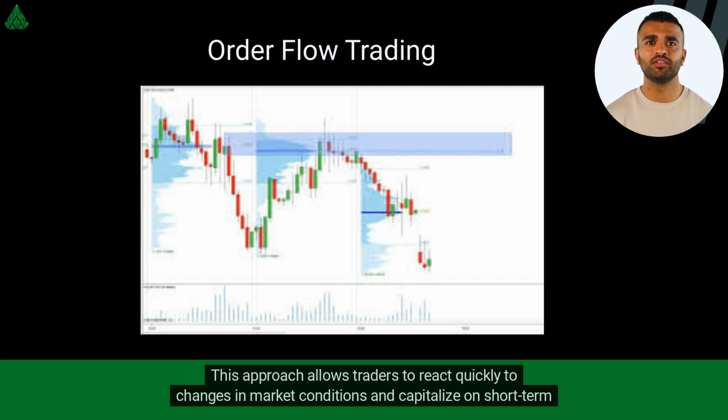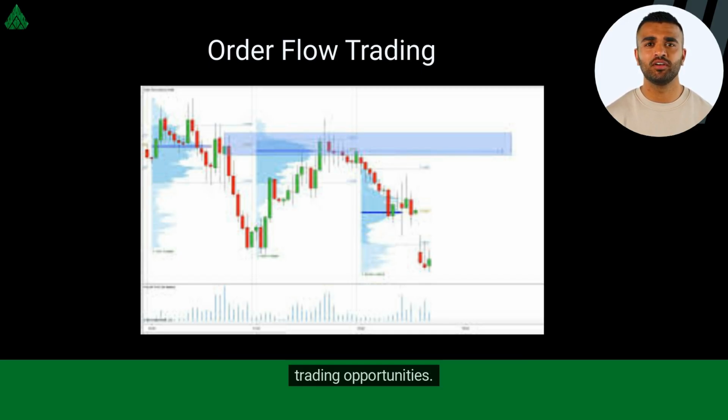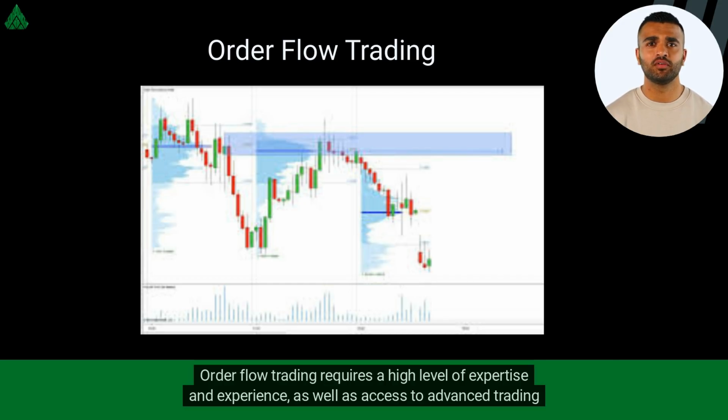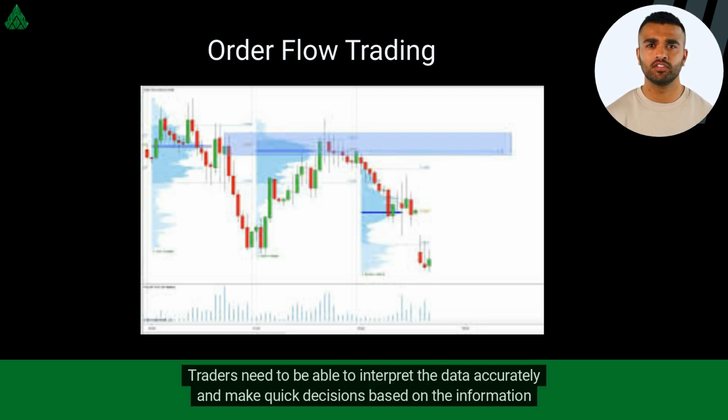This approach allows traders to react quickly to changes in market conditions and capitalize on short-term trading opportunities. Order flow trading requires a high level of expertise and experience, as well as access to advanced trading tools and platforms. Traders need to be able to interpret the data accurately and make quick decisions based on the information provided.